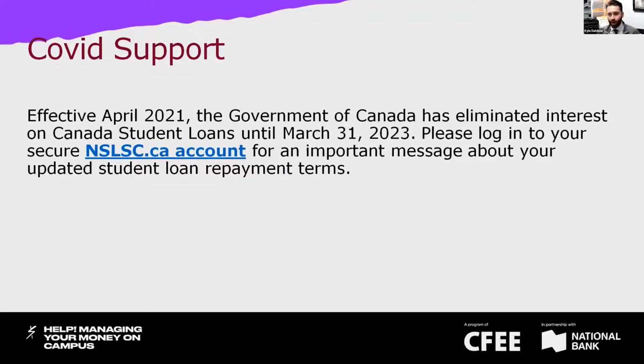Now, based on what's happened and what we've seen over the last few years with COVID-19, the government of Canada has eliminated interest on Canada student loans until March 31st, 2023. This all is covered on your account with the Student Loan Center. So again, please visit that website. Make sure you're on top of it. If you're using OSAP, it's very important to know that you're managing all of that and seeing what resources are available to you.